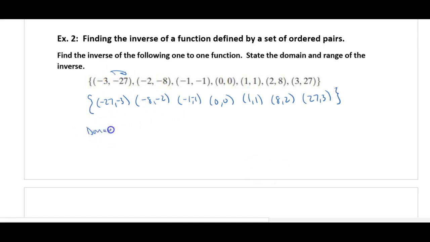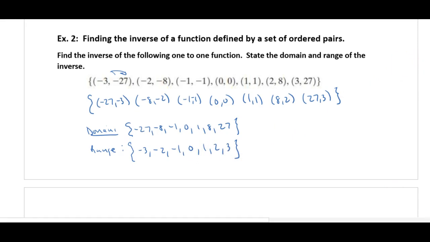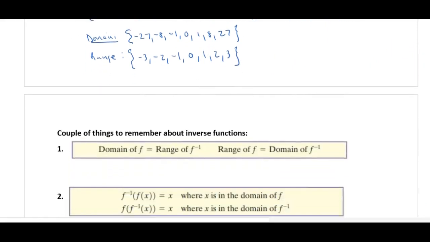Now, my new domain for this inverse function would be negative 27, negative 8, negative 1, 0, 1, 8, and 27. My new range for the inverse function would be negative 3, negative 2, negative 1, 0, 1, 2, and 3. Okay?